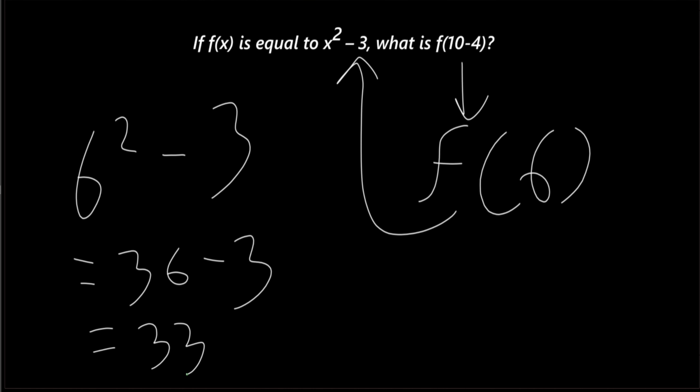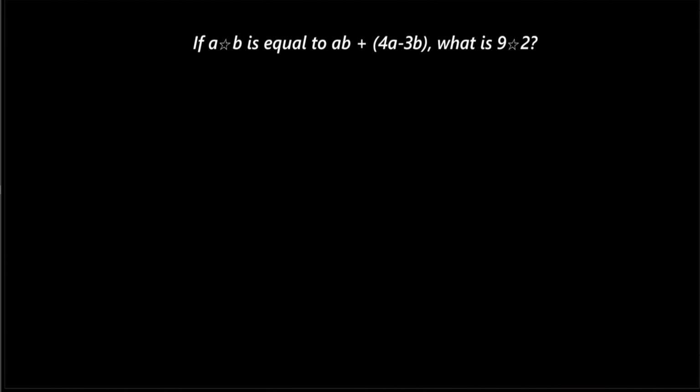A star B is equal to AB plus 4A minus 3B. What is 9 star 2? So the star is like any symbol, and the 9 and 2 would be A and B. So the star can be like multiplication, division, anything that is in the function. So if we have 9 is A and 2 is B, we can just put those values in this equation right here.